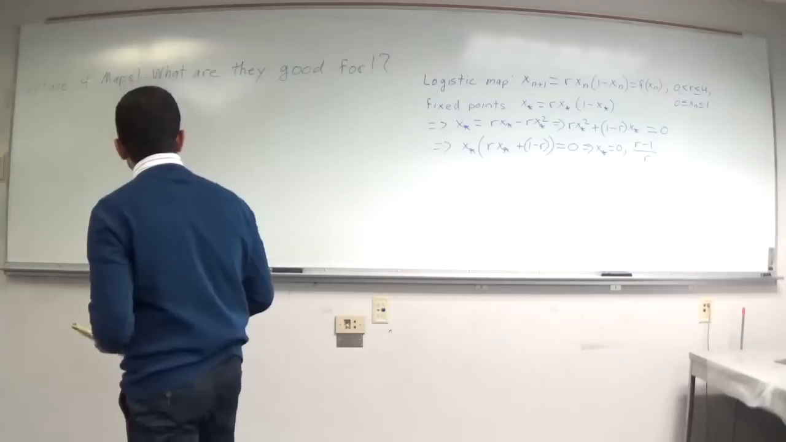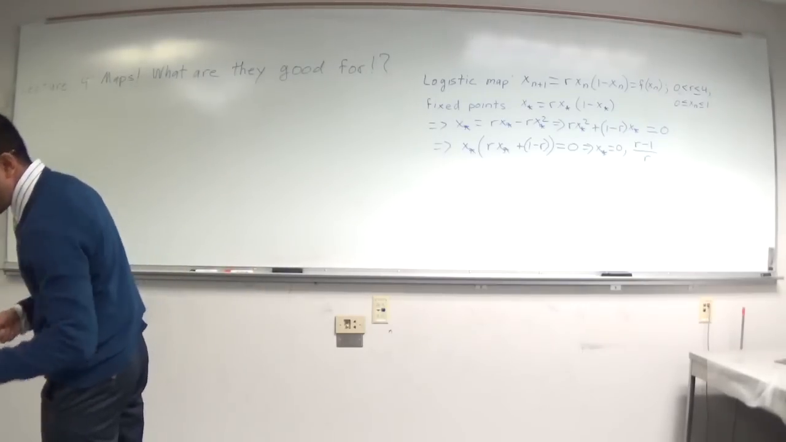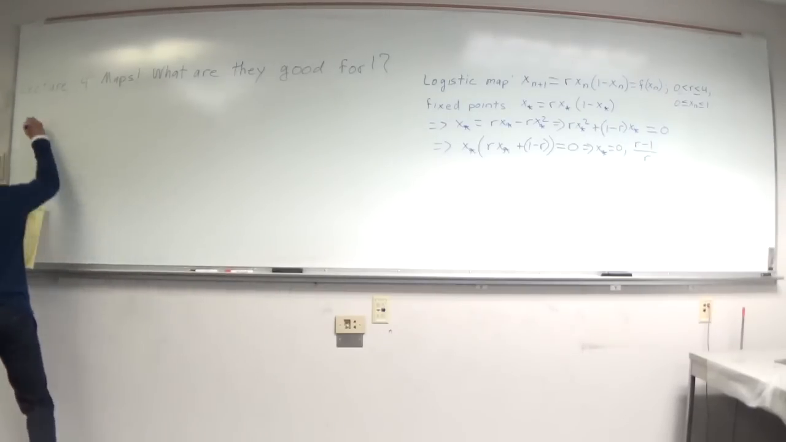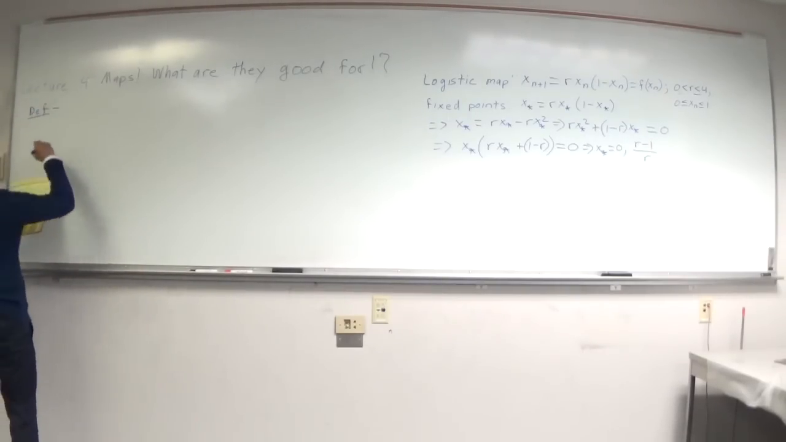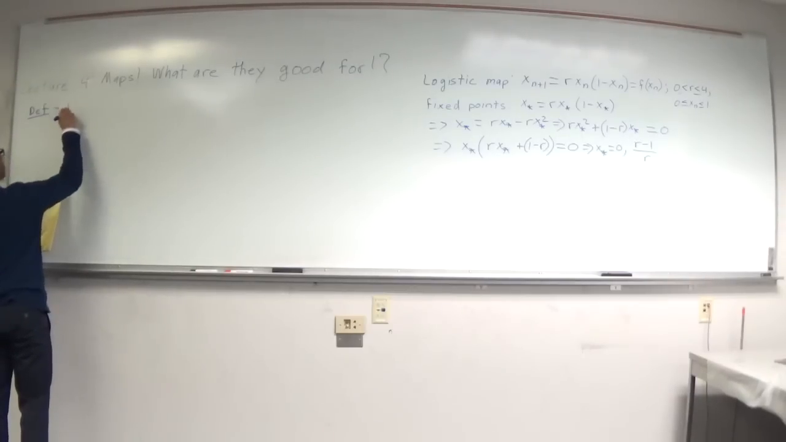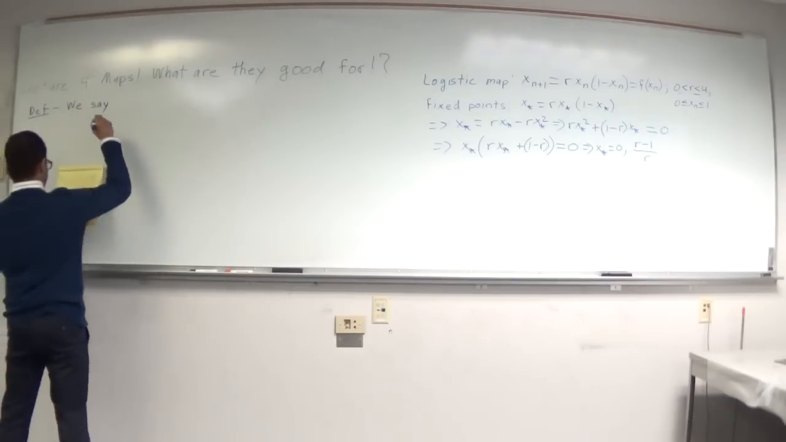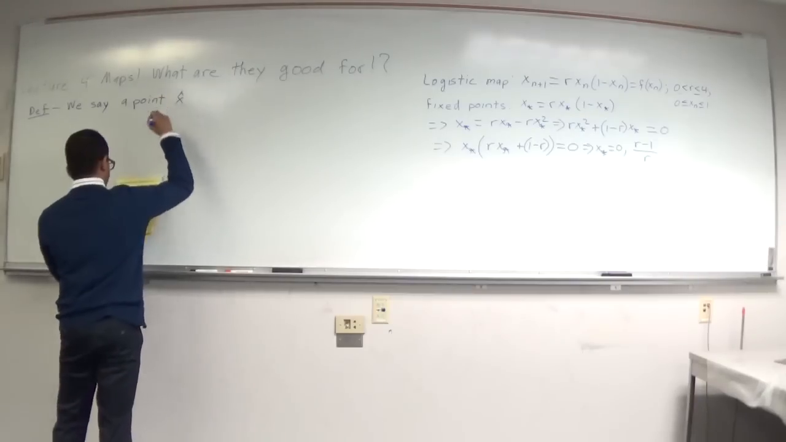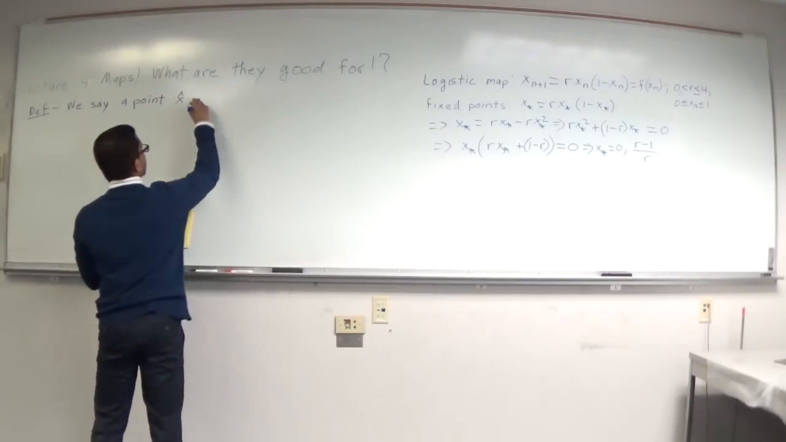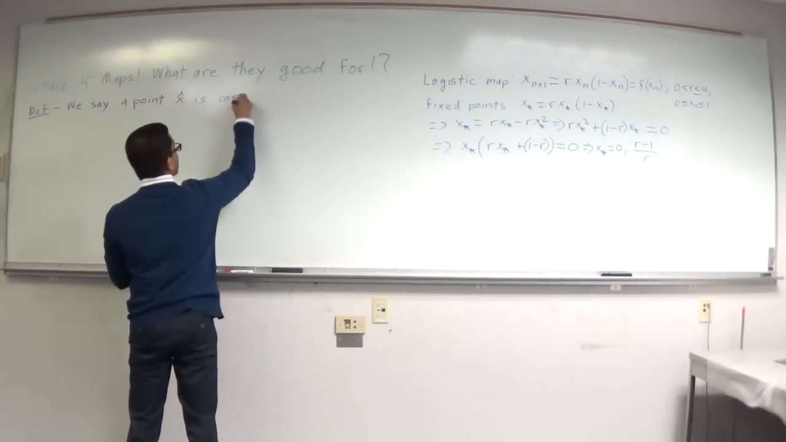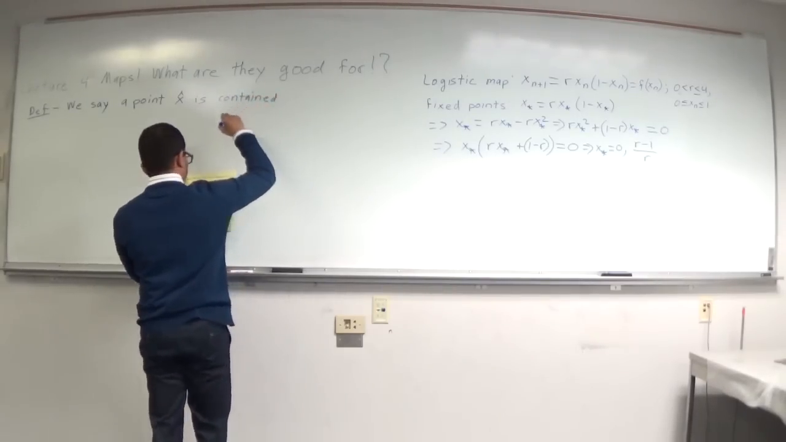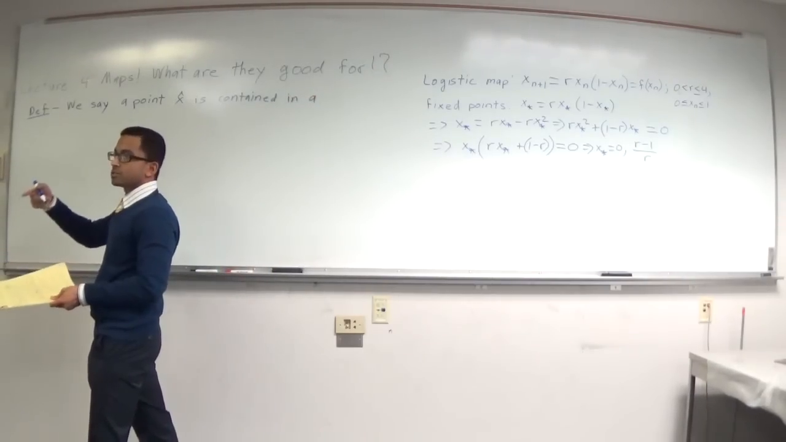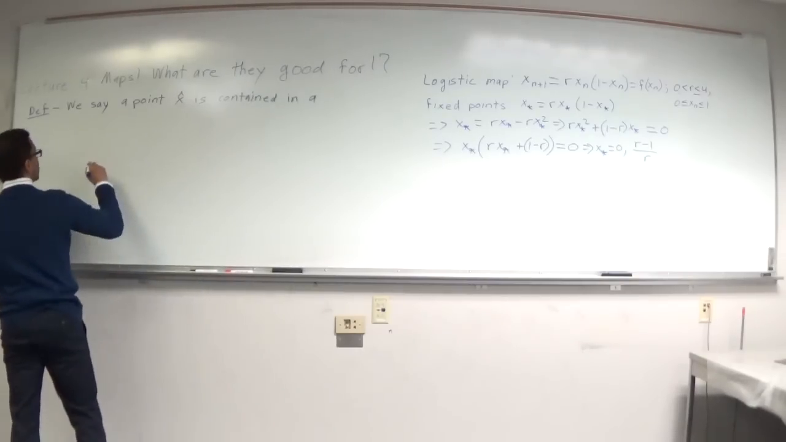Let me just define it, though. So I'm going to write it like this. And Professor Blackmore can correct the definition if something's missing. So I kind of came up with this definition. So we say a point, let's call it x hat, is contained in a, so we're going to call these periodic orbits cycles. So we're going to call it a k cycle.